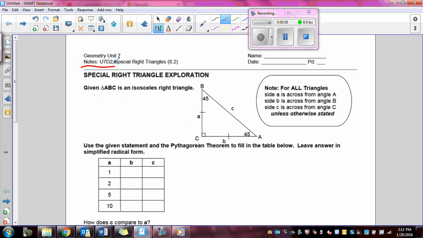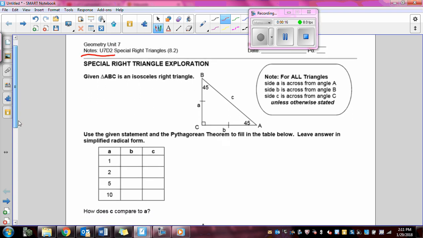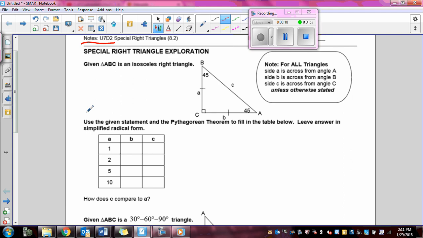This involves special right triangles. There are two triangles that we're going to have to memorize the ratios of, and we're going to go over that right now. So first, let's explore. It says, use the given statement and Pythagorean theorem to fill in the table below. Leave your answers in simplest radical form.